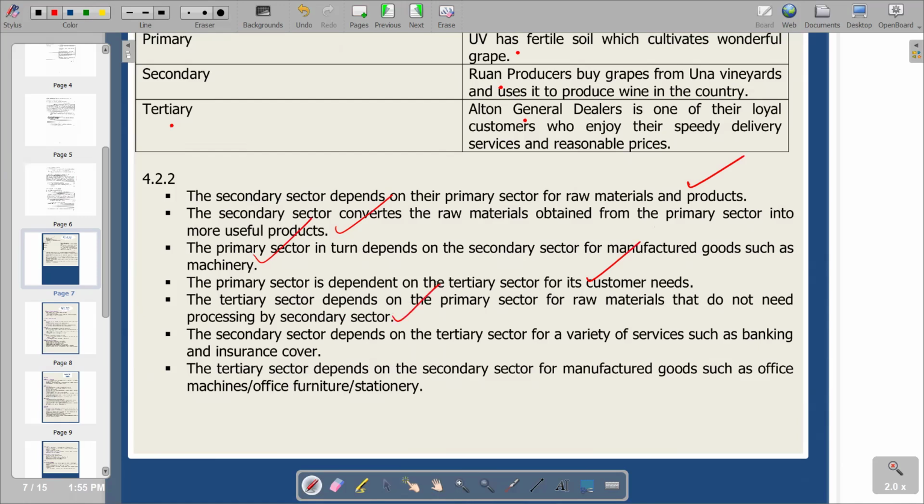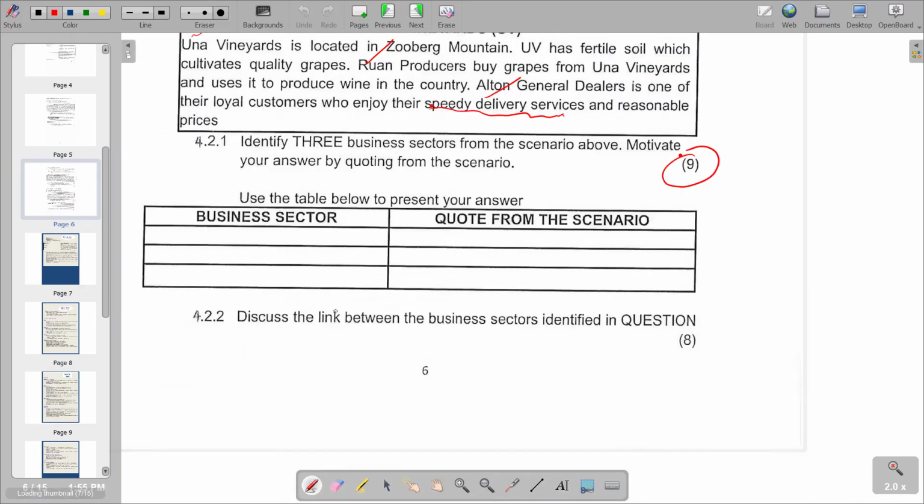So we have raw materials that do not need to be processed. They can easily go to the tertiary sector without passing through the secondary sector. Then we've got the secondary sector depending on the tertiary sector for a variety of services such as banking and insurance cover. So we see the link that exists. The tertiary sector depends on the secondary sector for manufactured goods such as office machines, office furniture, and also stationery. So this is what we have. This becomes the last question that we have for question 4. So we now move on to the next question, which is going to be our question 5.